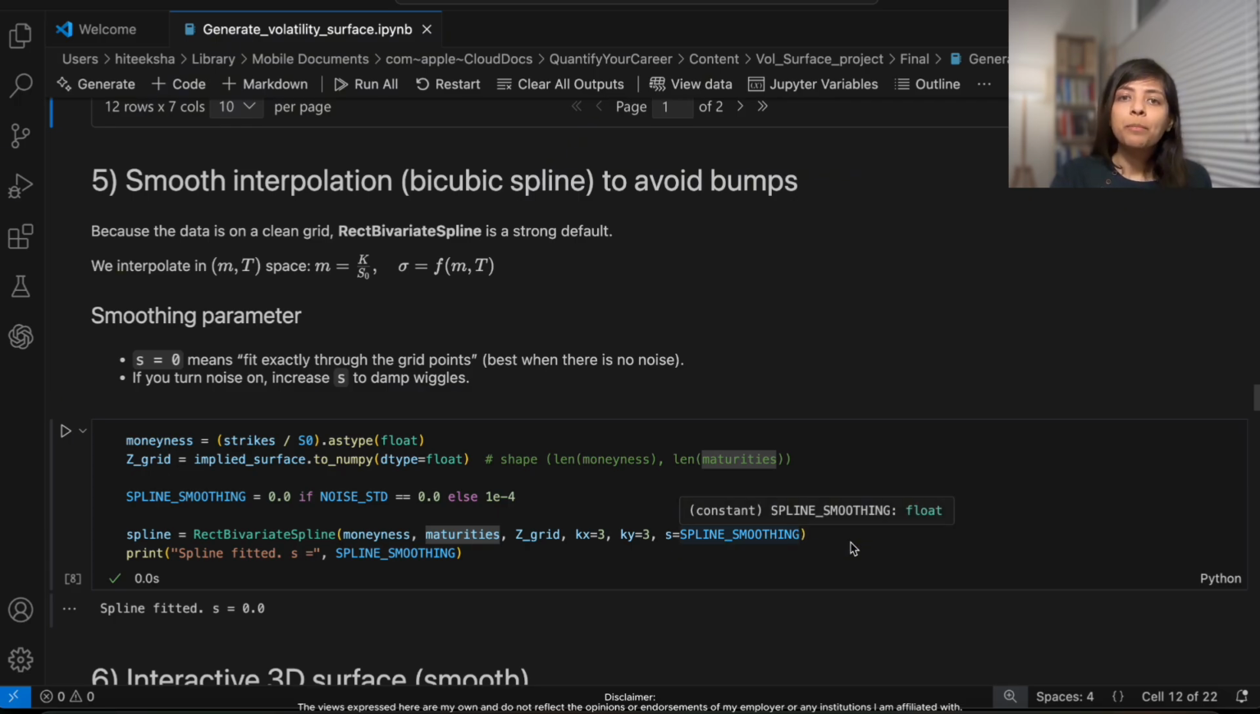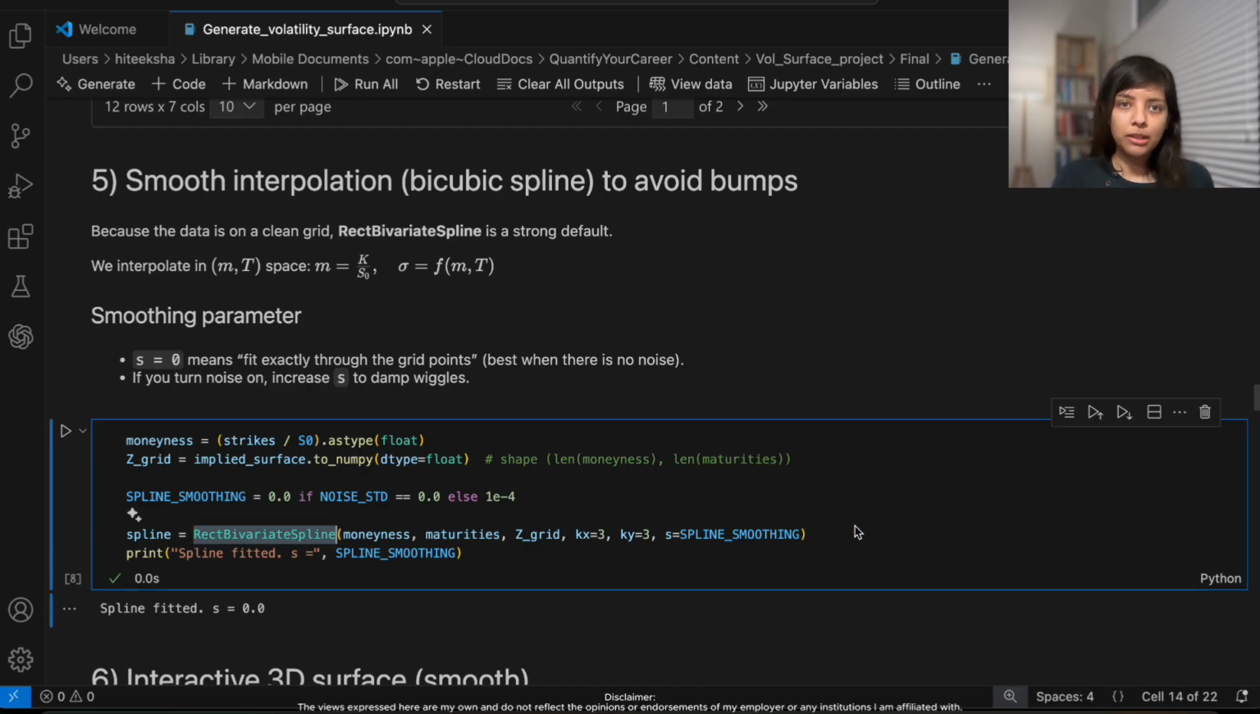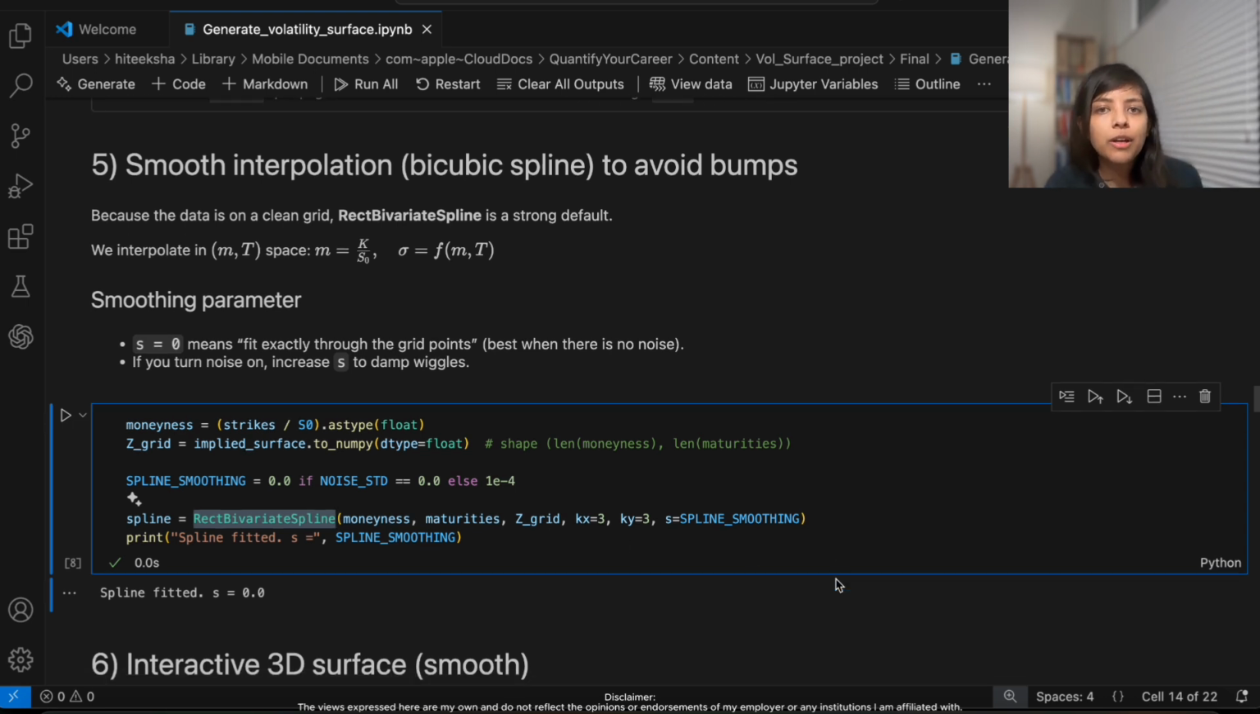you're not careful. But because our data sits on a nice rectangular grid, we can use something called a bicubic spline interpolation on that grid. And this tends to produce a smooth, well-behaved surface. In the notebook, we interpolate over moneyness, which is strike divided by spot to normalize the strike prices, and over maturity. So we evaluate the interpolated function on a dense grid so that we can plot it smoothly. And we clip the resulting values to avoid any weird negative overshoots that can sometimes happen with splines.